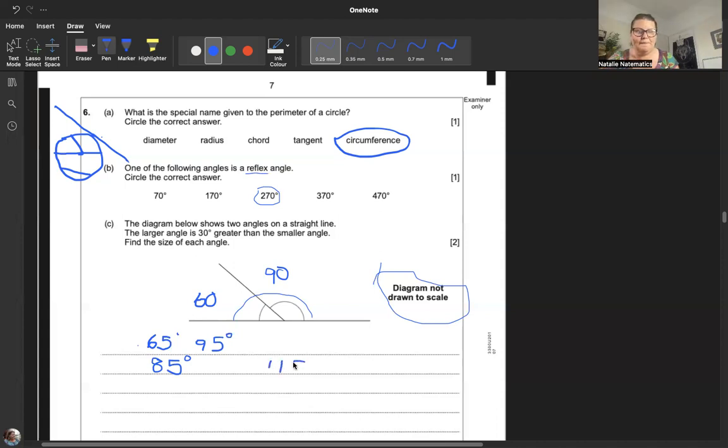Is that going to work? No. 85 plus 115 gives me 200, so it's not going to work. Play around with some numbers. Now I'm going to do something which I'll show you in a second. 180 minus 30 is equal to 150. 150 divided by 2 is 75. 75 plus 105, 105 plus 75 is 180.